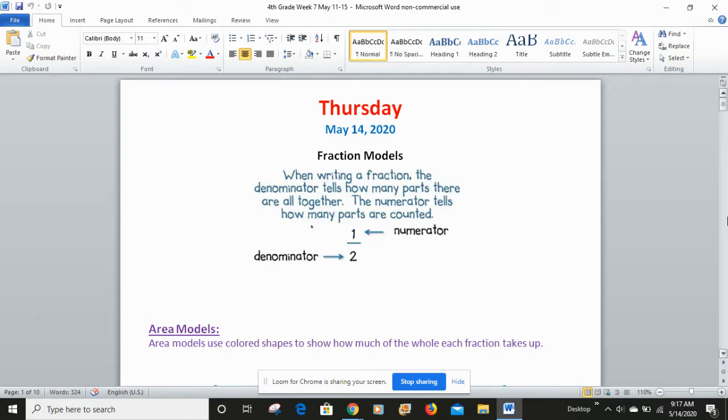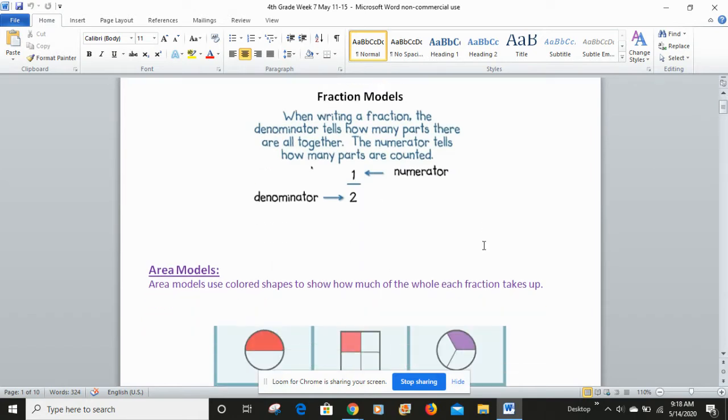Today we are looking at fraction models. And remember, when we're talking fractions, there's two parts to a fraction. There's the denominator on the bottom that tells how many parts there are altogether, and the numerator that tells how many parts are being counted or eaten, whatever it is that we're looking at. So top number is the numerator, bottom number is the denominator.